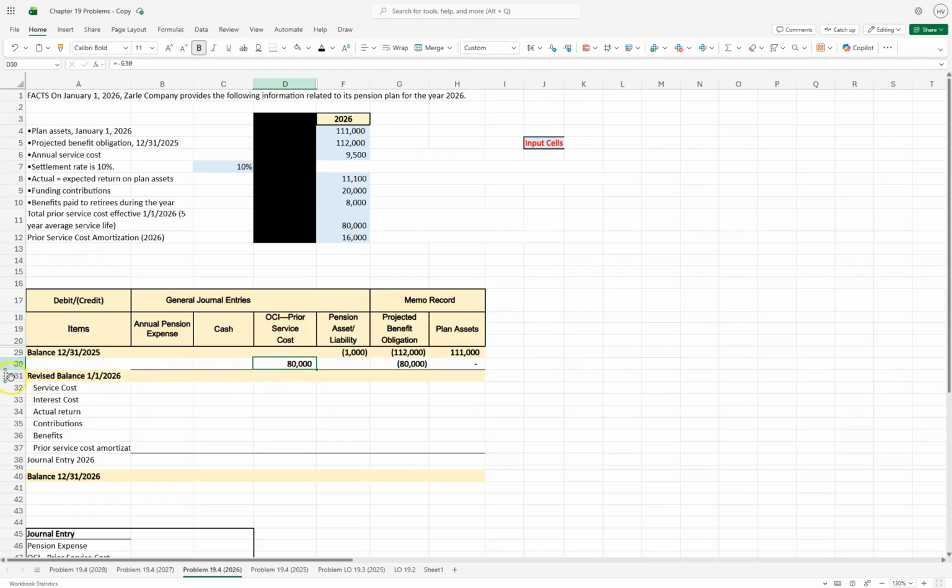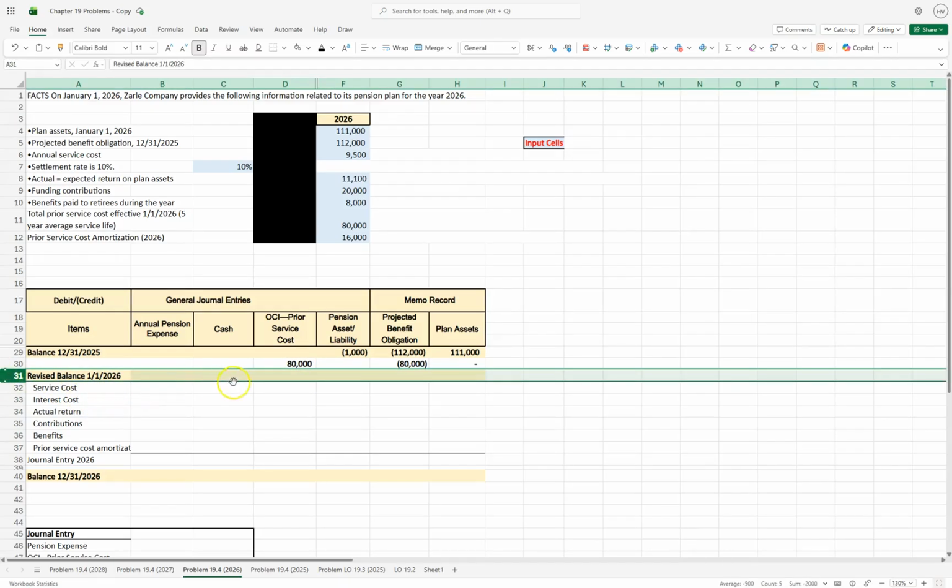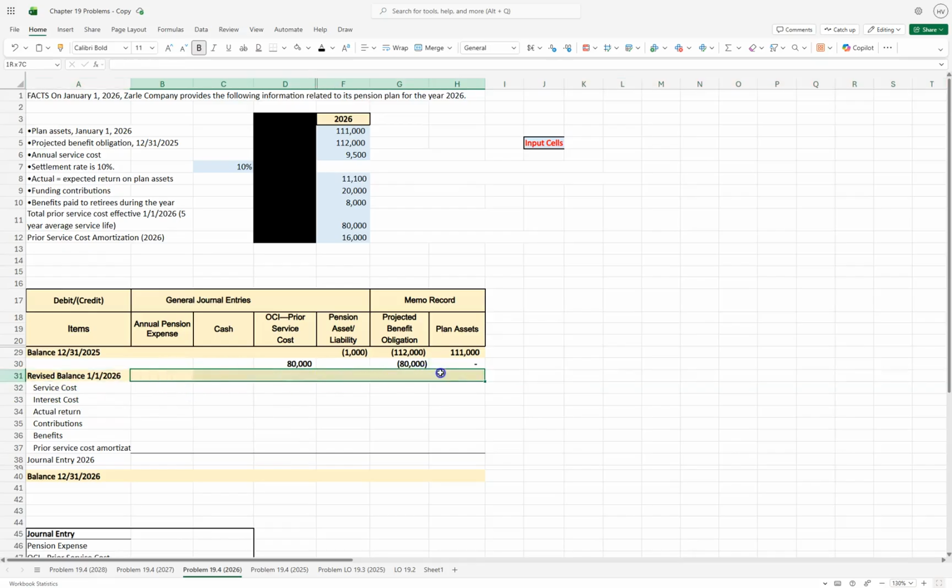So now when I look at row 31, I have a revised balance for 1/1/26, right? I have a revised projected benefit obligation starting balance of $192,000. Now let's start our other items.